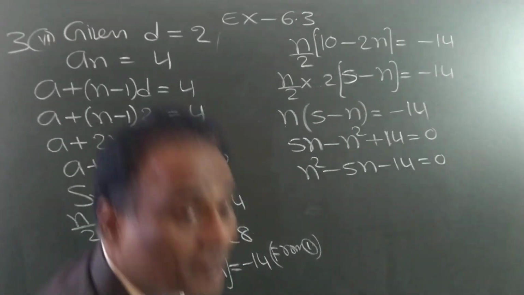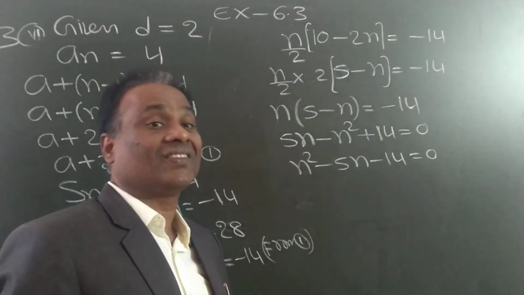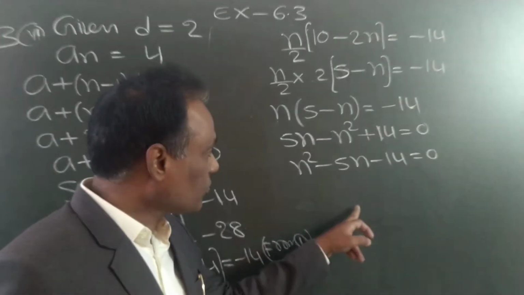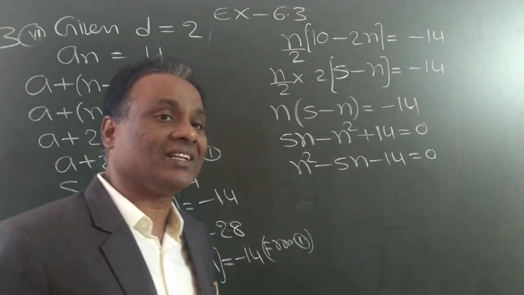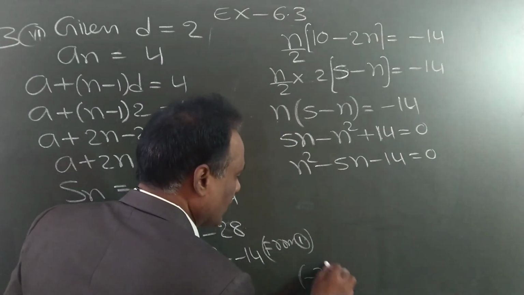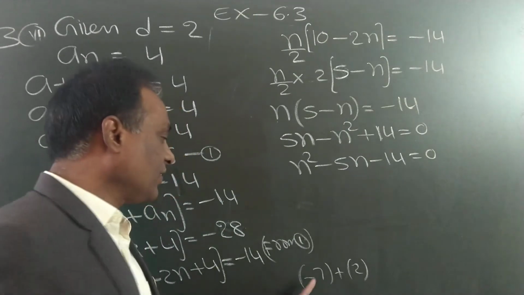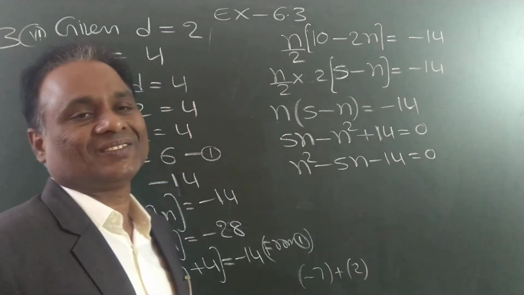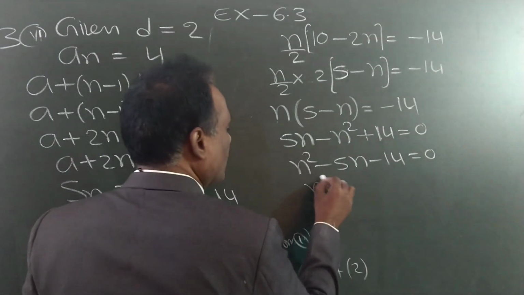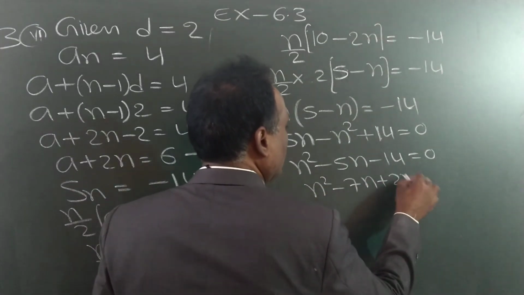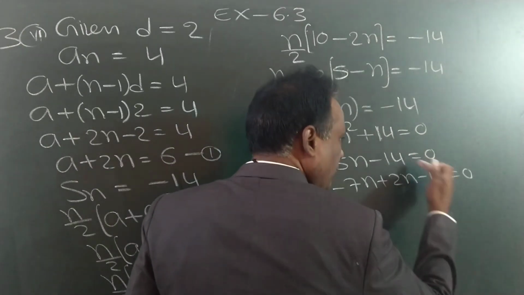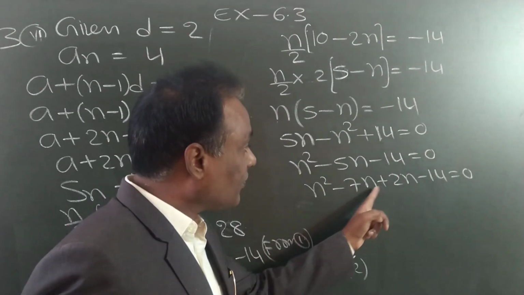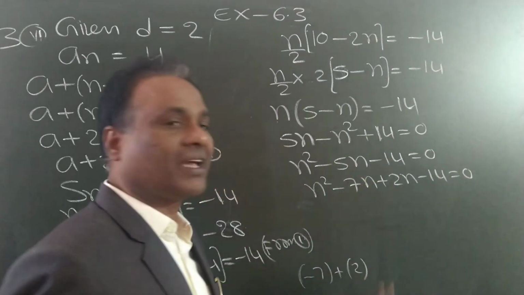Now, same as the previous problem, factorizing this second degree equation. Tell me two numbers whose sum should be 5 and product should be 14. See here, minus 7 plus 2. What is minus 7 plus 2? Minus 5. Minus 7 into 2? Minus 14. So therefore, n square minus 7n plus 2n minus 14. N square is the same, only this 5n is written as minus 7n plus 2n. Minus 7n plus 2n is minus 5n.